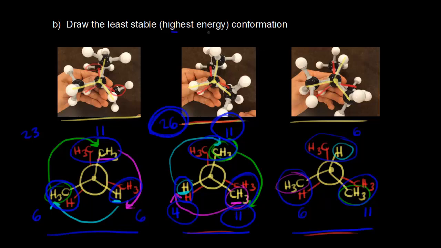So this is the highest in energy. This is the least stable conformation, the one where the methyl groups are the closest together in space, because these relatively bulky methyl groups destabilize this conformation. So you want to get the bulky groups as far away from each other as you possibly can.